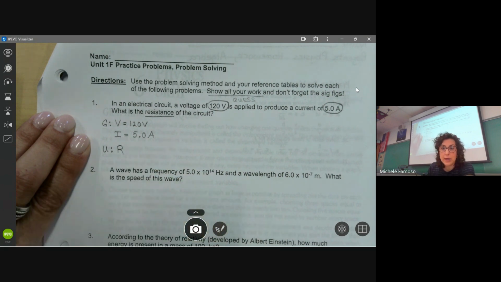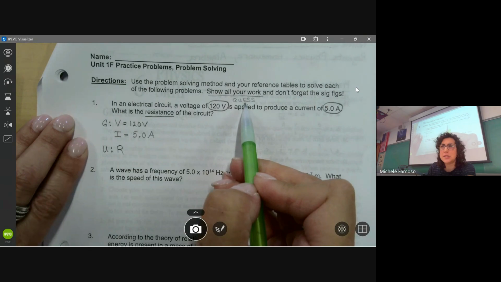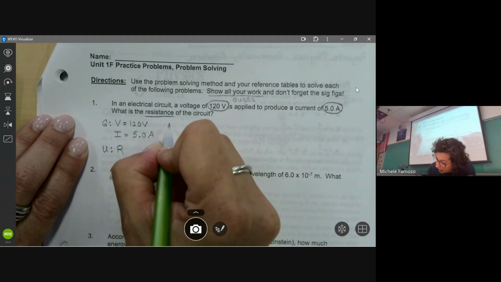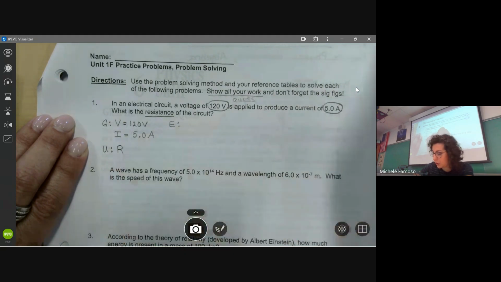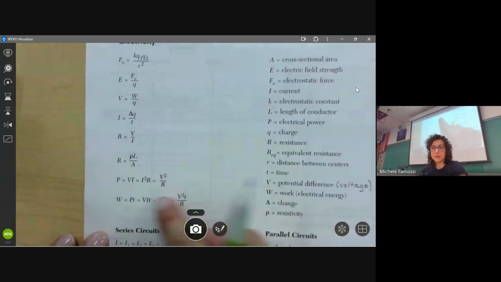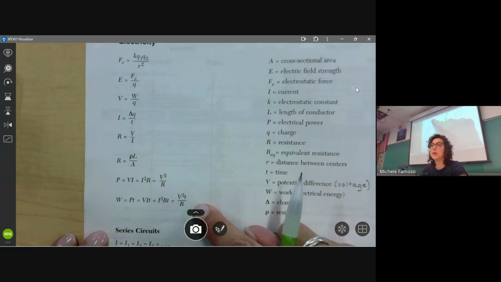Okay, now we go to the next letter, E. What does E stand for? Yes, good. E stands for the equation. So here's what we're now going to do. We know we have the letter V, the I, and the R. Now we go to the left side of the reference table. Here are the equations we can pick from.